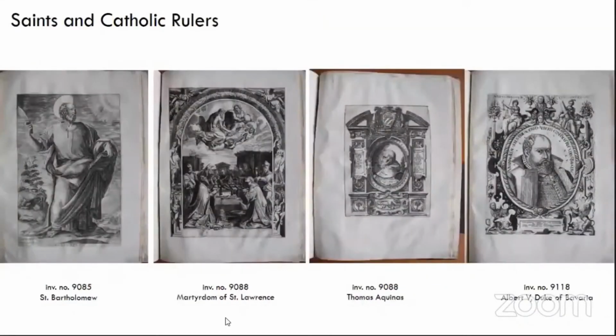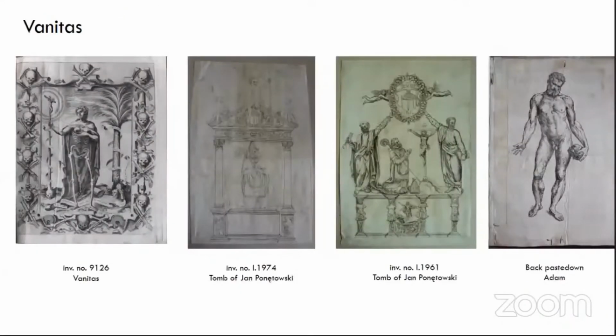Another grouping includes saints and Catholic rulers, or at least allusions to them. The album concludes with very few vanitative depictions that probably included two designs for Ponętowski's tomb. One might assume that Ponętowski saw himself in this complex image of the Catholic Church as illustrated by the prints in this album. The title of the album was not a mere repetition of a title of the allegorical print. It encapsulates all the prints included in the album, as if it was a book.